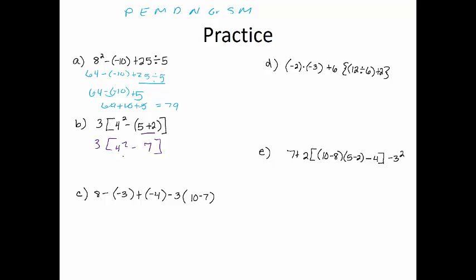Now we still have to work inside our enclosures. We have brackets here. So following the order of operations in there, what do I do first? Subtract or exponent? We do the exponent first. Alright, now 16 take away 7 is 9, and 3 times 9 is 36. I'm sorry, 27.